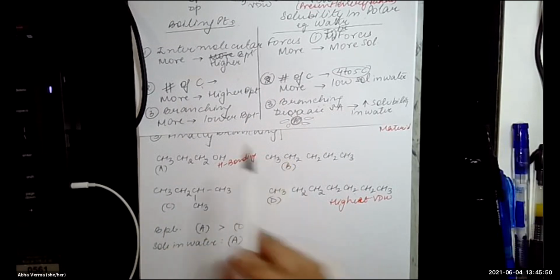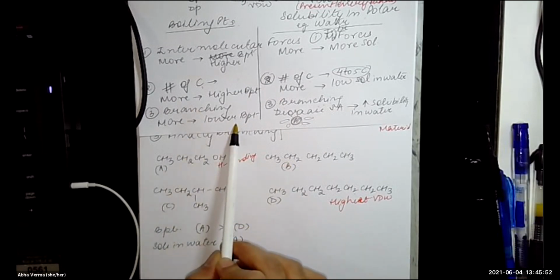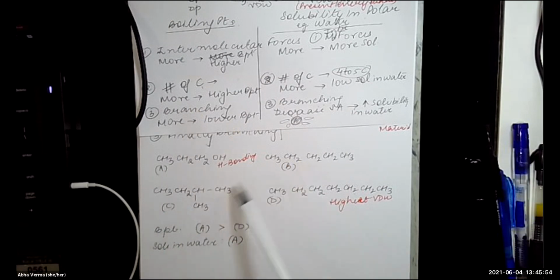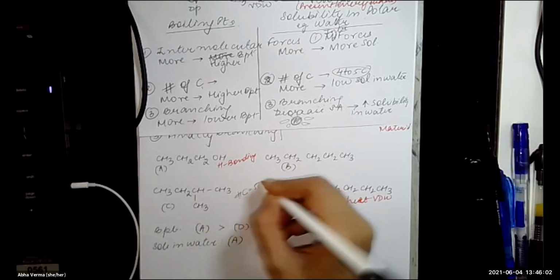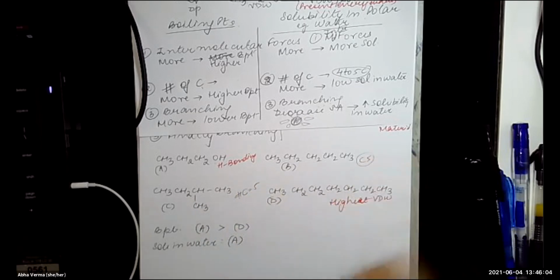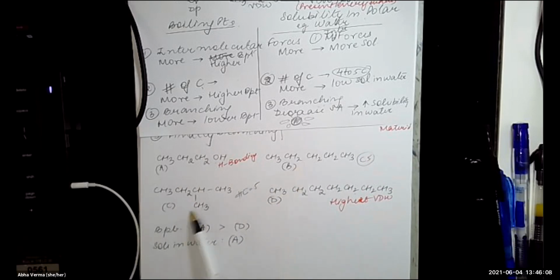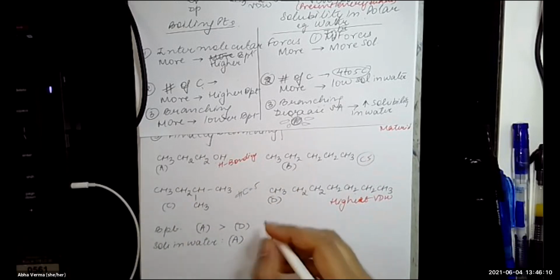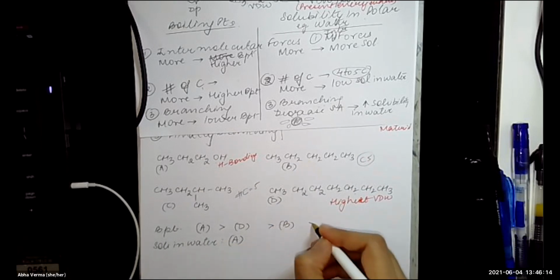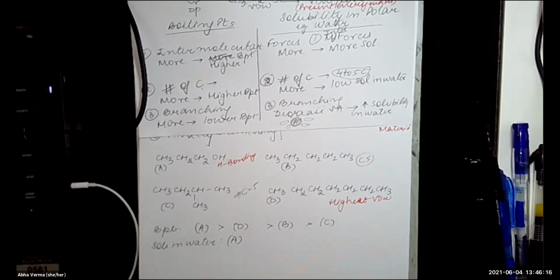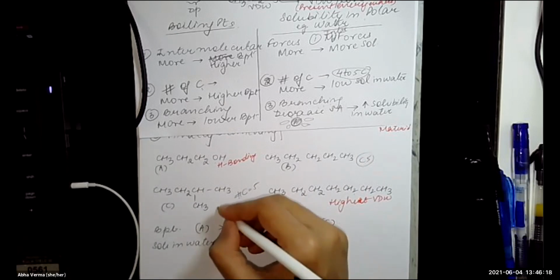Among these two, branching lowers boiling point. So if I compare these two, my C will have a lower boiling point because they have the same number of carbons. Branching lowers boiling point. So if I compare these two, B will be higher in boiling points and C will be lowest in boiling points.